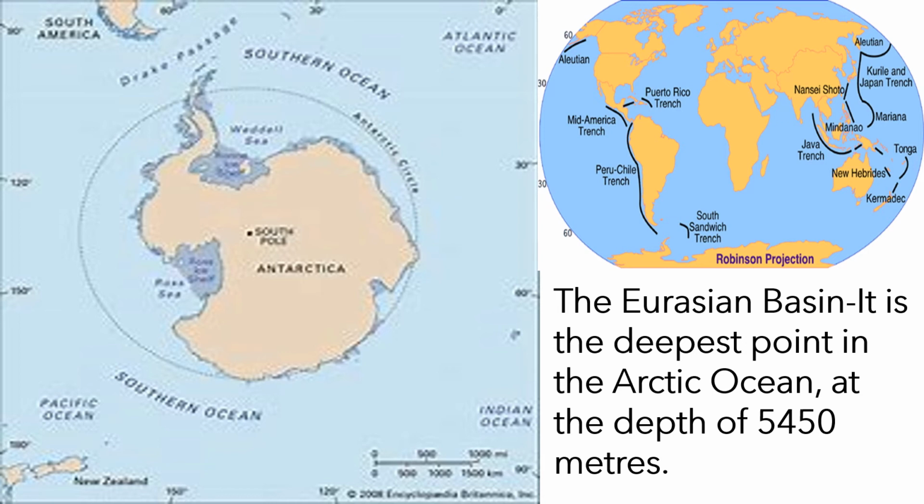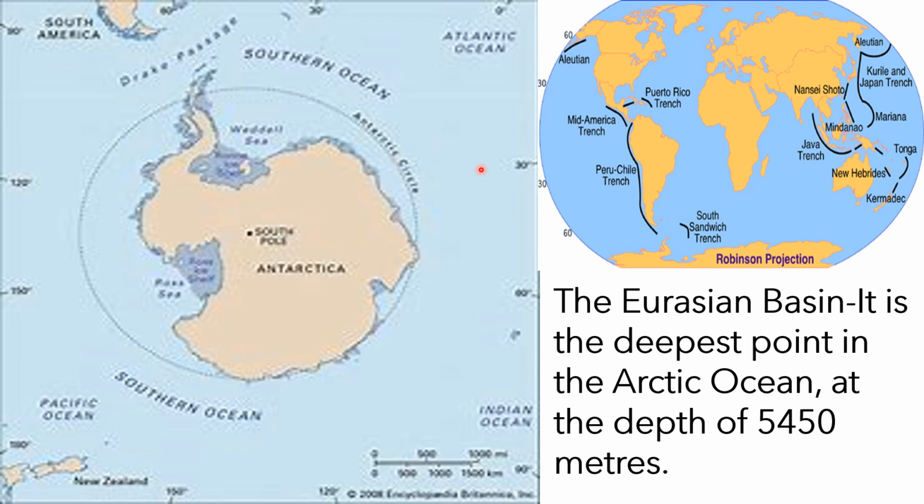Next is Southern Ocean. Southern Ocean is also known as Antarctic Ocean. So, Southern Ocean occupies 4% of the Earth's surface. The Southern Ocean completely surrounds Antarctica, as you can see here. This is Antarctica, the white desert, the coldest desert of the world. The Southern Ocean's deepest point is the South Sandwich Trench at the depth of 7,235 meters.